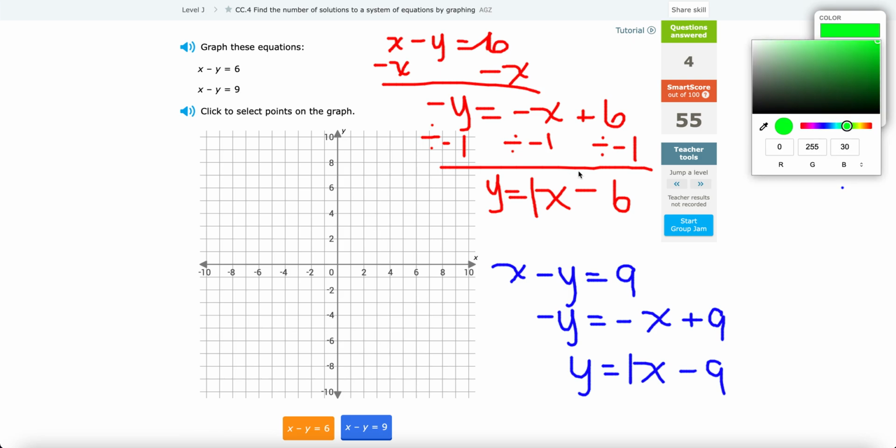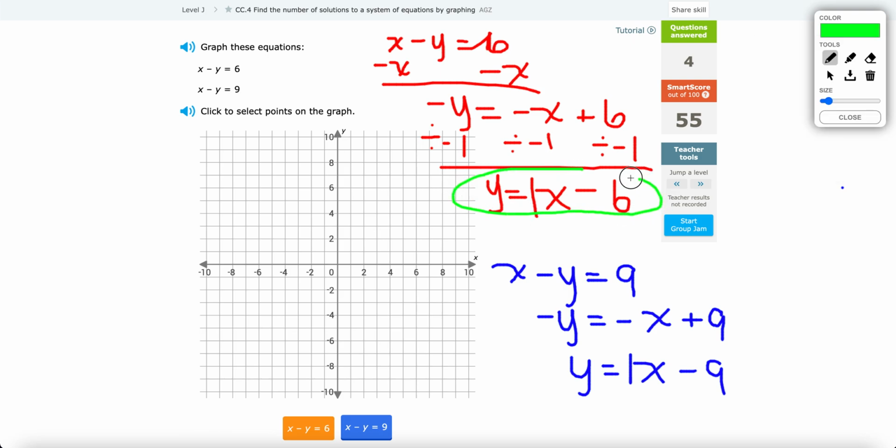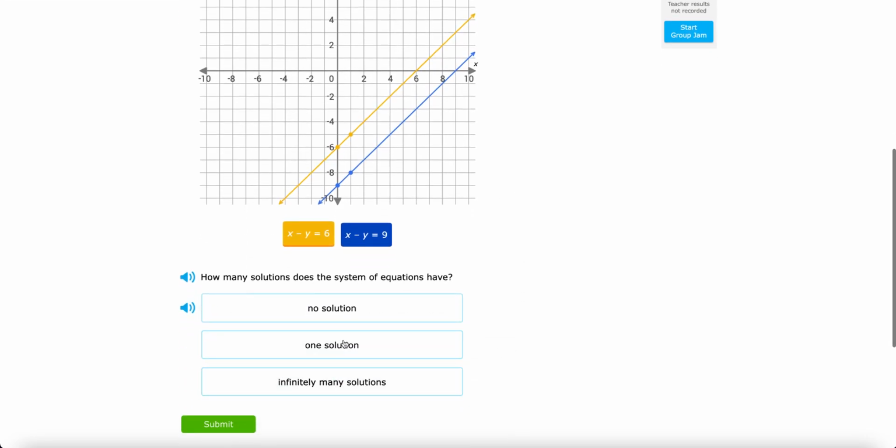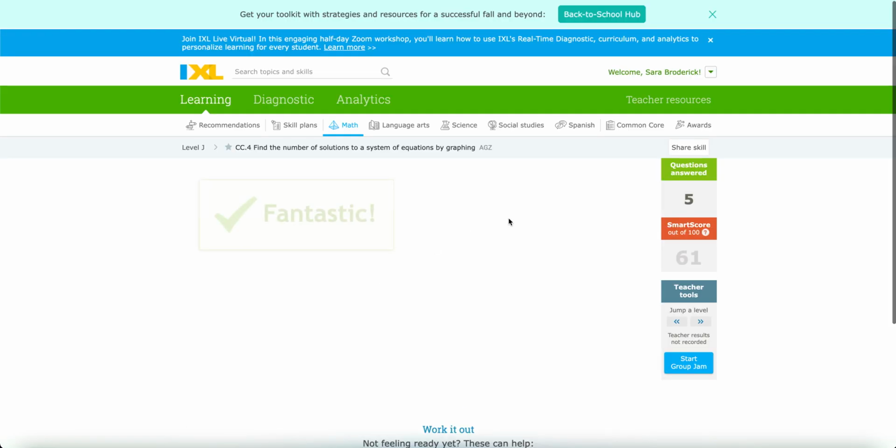If you look at my two equations that you can now see in slope-intercept form, we see they have the same slope, which is 1, and they have different y-intercepts. So I know that these are going to be parallel lines. I'm going to go ahead and graph these. Now this is something you would do on paper. So I have 1x minus 6 and 1x minus 9. I can see that they're parallel, and that means I have no solution. Okay, so that is what this looks like.